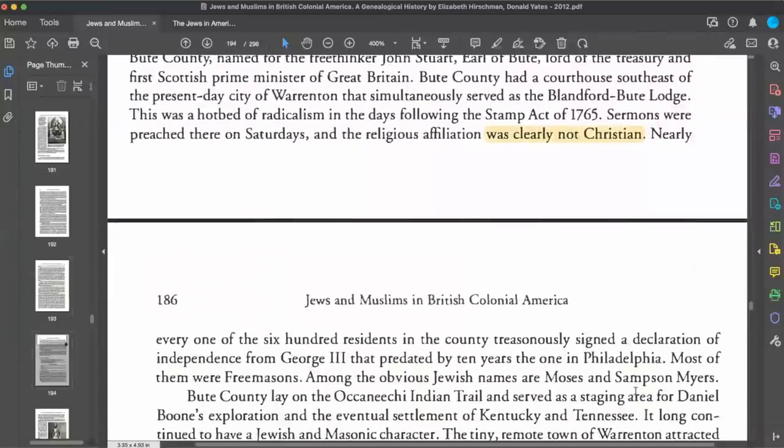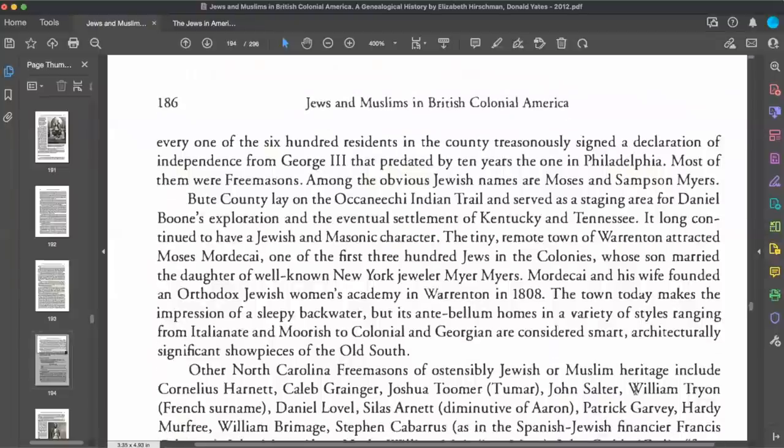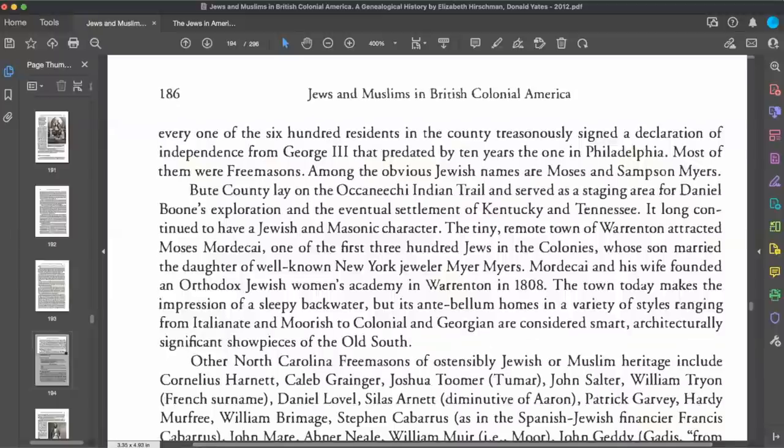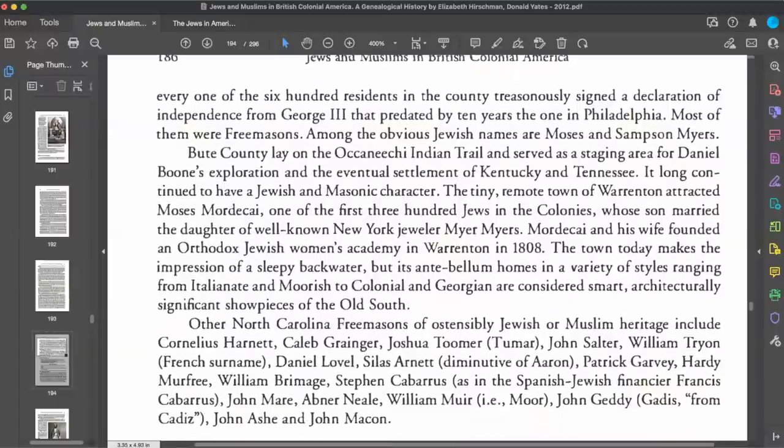Nearly every one of the 600 residents in the county treasonously signed a Declaration of Independence from George III that predated by 10 years the one in Philadelphia. Most of them were Freemasons. Among the obvious Jewish names are Moses and Samson Myers. Butte County lay on the Okanichi Indian Trail and served as a staging area for Daniel Boone's exploration. This is how they did it. They set up shop right on the trail.